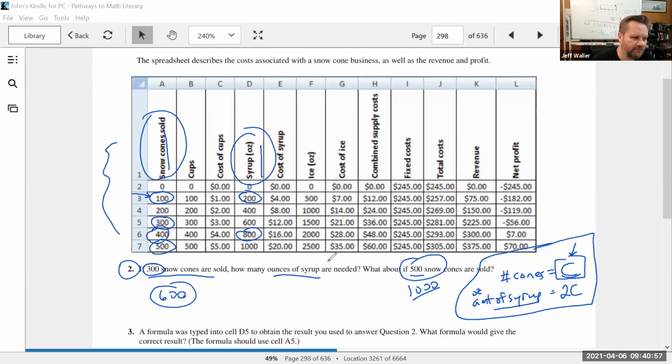I don't know. What letter do you want to use for ounces of syrup? Yes. All right, I like it. So I could now make an equation and say ounces of syrup is equal to twice the number of cones. So that's where equations come from. They capture relationships between variables. That's all equations do. They capture relationships between variables.